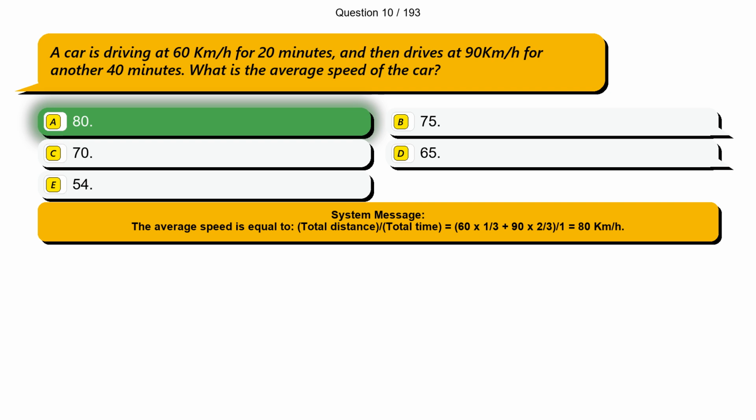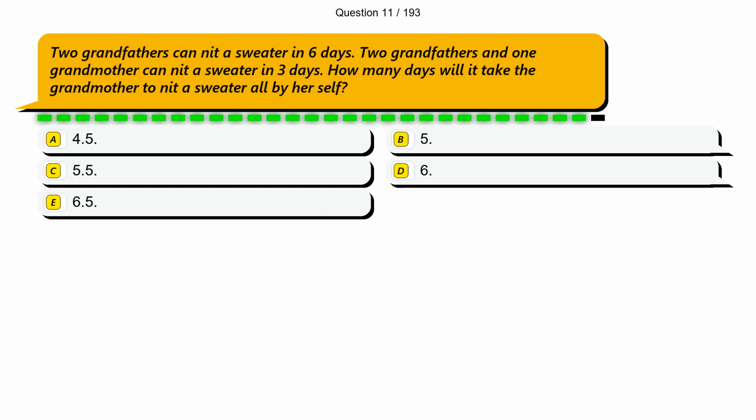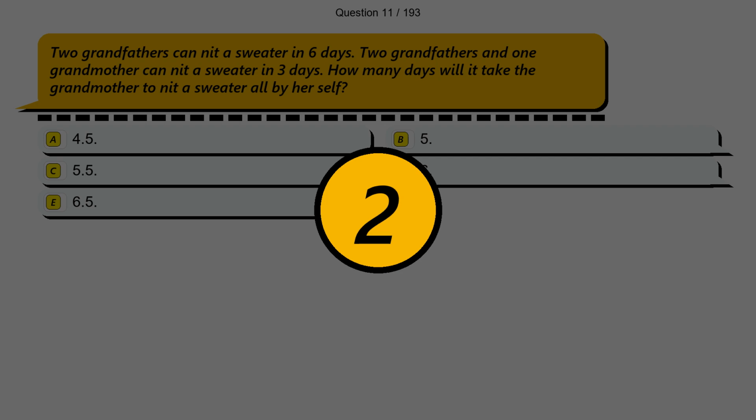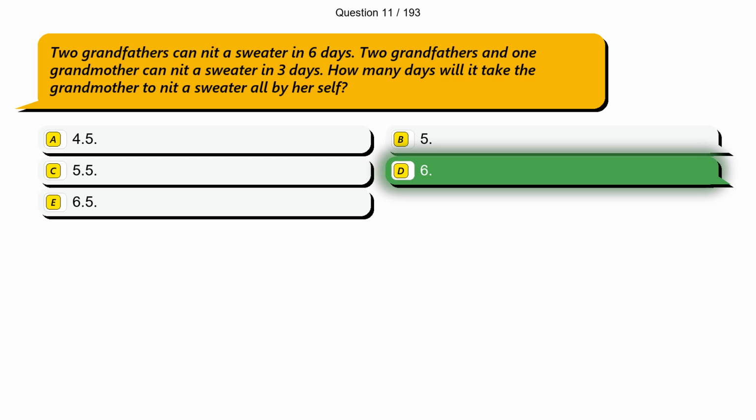km per hour. Question 11. 2 grandfathers can knit a sweater in 6 days. 2 grandfathers and 1 grandmother can knit a sweater in 3 days. How many days will it take the grandmother to knit a sweater all by herself? Option A 4.5, option B 5, option C 5.5, option D 6, option E 6.5. The correct answer is option D, 6.